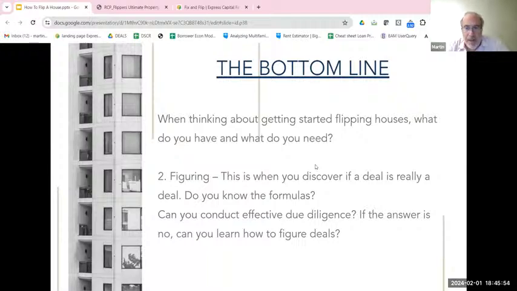Number two is figuring out if your deal is really a deal. Do you know the formula? I discussed ARV. I discussed as-is. You want the as-is to be the same or higher than your purchase price. Can you conduct effective due diligence? Again, it's your contractor and your property inspector. And if the answer is no, then try to figure out how you could do a deal. Partnering up with somebody with experience is a great way to do it.